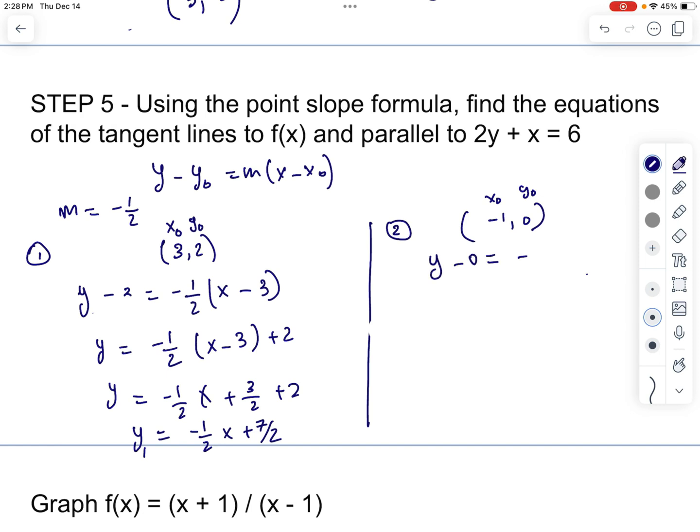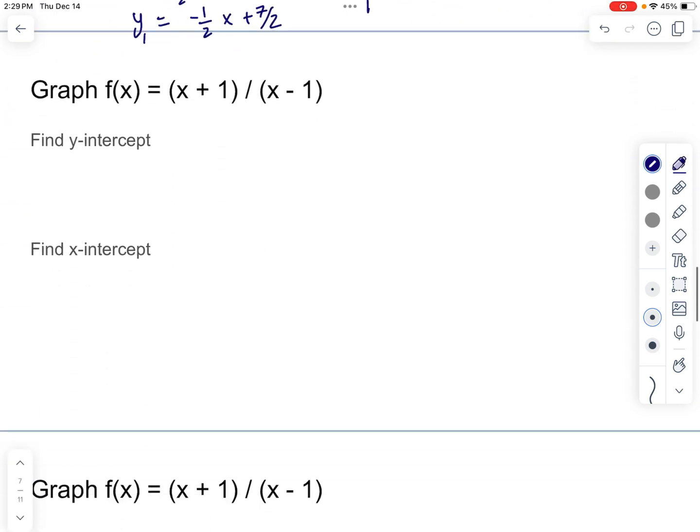We have y minus 0 equal to negative 1 half x plus 1. So y equals negative 1 half x plus 1. So this is going to be the equation of our second tangent line. Now we have all the information we need. We need to go ahead and graph now.